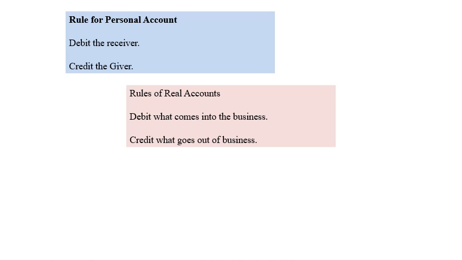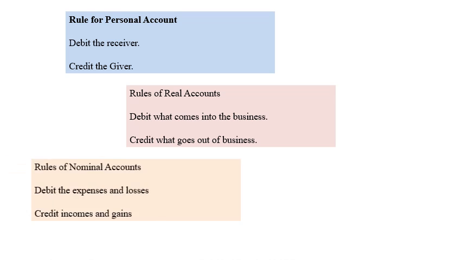So which account should be debited and which account should be credited? Here purchase account will be debited as goods come into the business, and cash account should be credited as cash goes out of the business. So that is why we have to understand this concept of rules of real account.